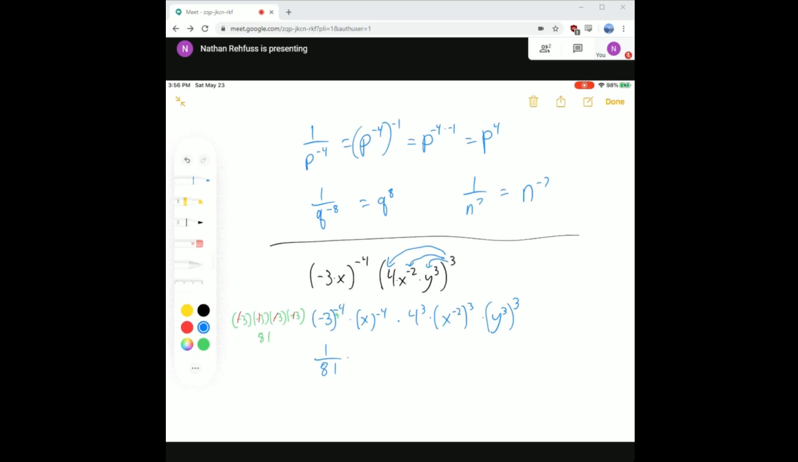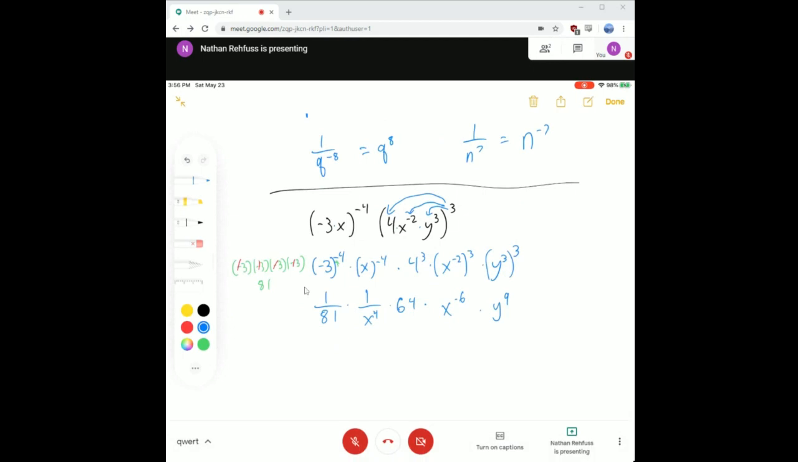X to the negative 4 is 1 over x to the 4th. 4 cubed is 64. These are nested exponents, so I can multiply. This will be negative 2 times 3 is negative 6. 3 times 3 is 9. Okay. So I have 4 x's in the denominator, and here I have 6 x's in the denominator.